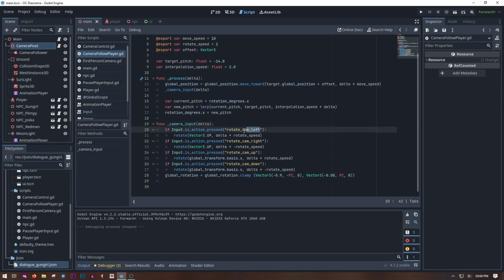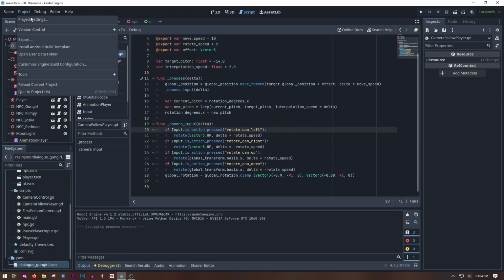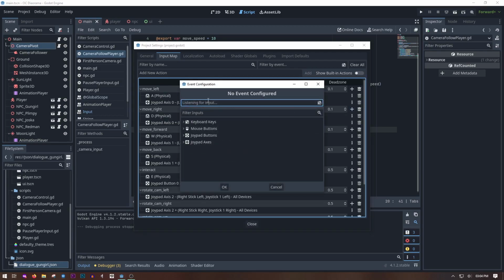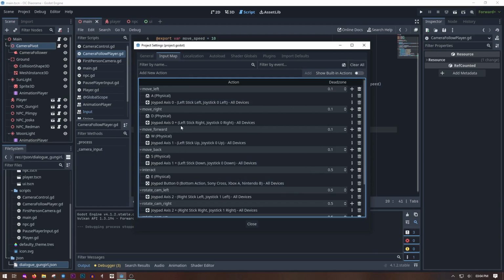Now, rotate cam left is in quotes because it is the same name as in the project settings. I go to the input map. This is where you define what things are called and what buttons correspond to those things. So move left, move right, move forward, move back. These are all 3D things, and you can use WASD and also the joypad axis. Basically, you just add an event. If you want to add a new thing, it listens for an input. I could say T. If I press T, it'll go right. I don't want that, so cancel, but that's how you would do it.